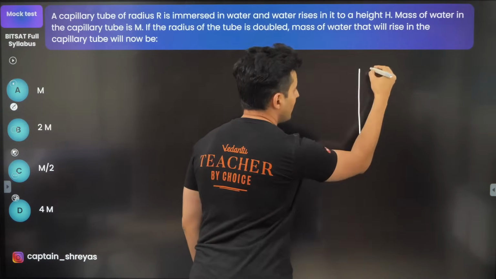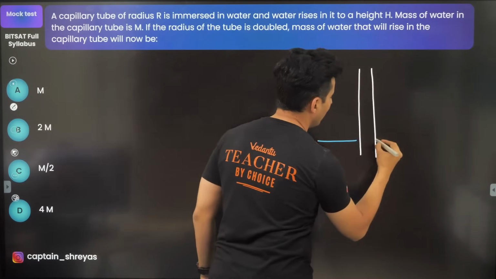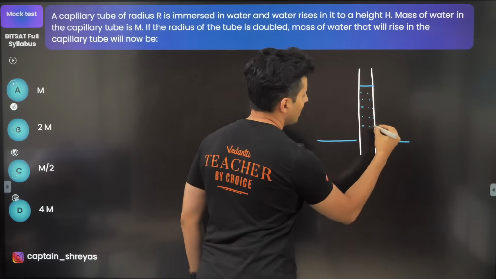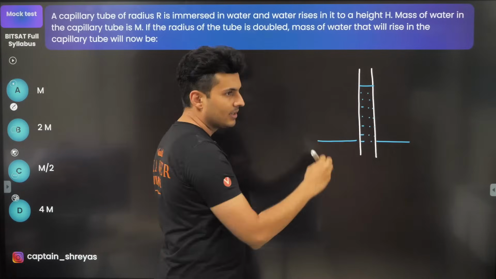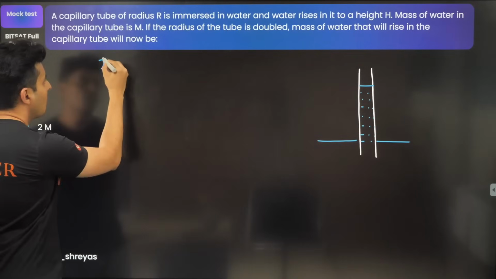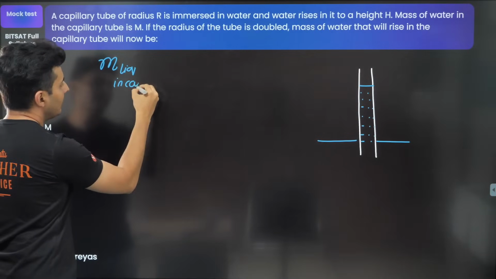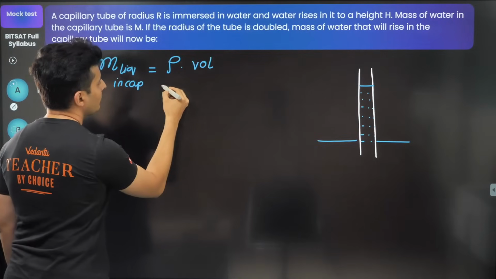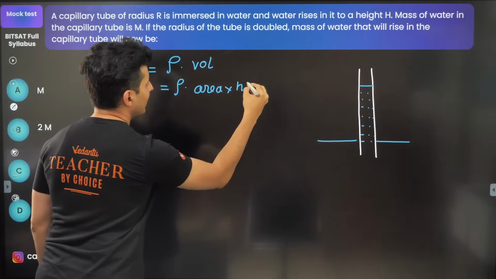So this is your capillary tube, and let's say this is the liquid outside, this is the liquid which is there inside. Now this liquid which is there inside will have a certain mass. The mass of that liquid in the capillary will be nothing but the density times the volume. Now the volume will be nothing but the area multiplied by the height.